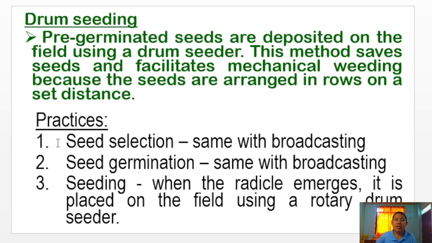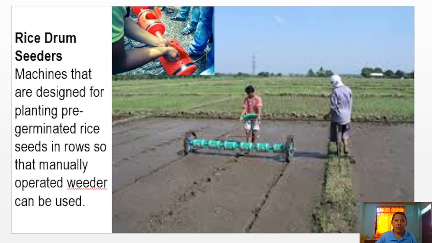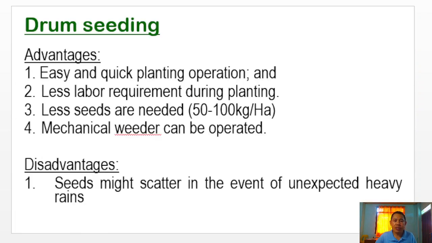In seeding, the seeds are placed on the field using a rotary drum seeder. A drum seeder is a machine that is designed for planting pre-germinated rice seeds in rows so that a manually operated weeder can be used.